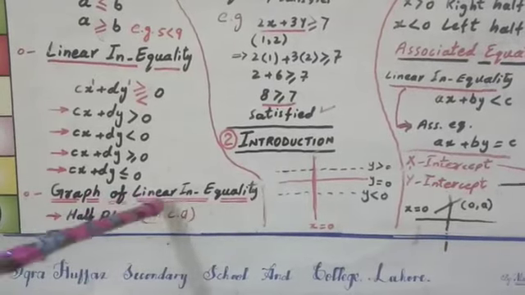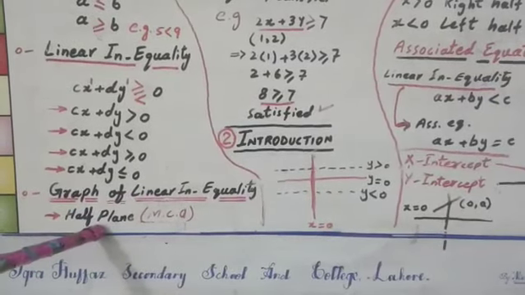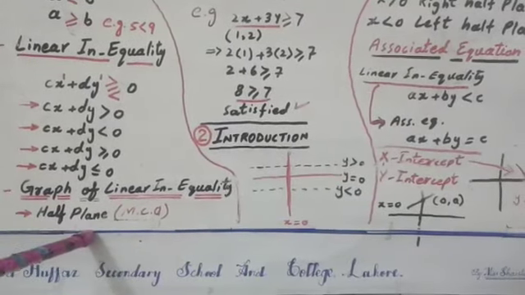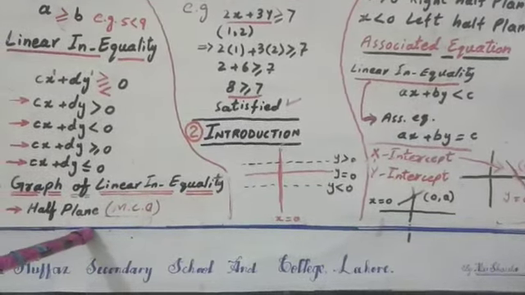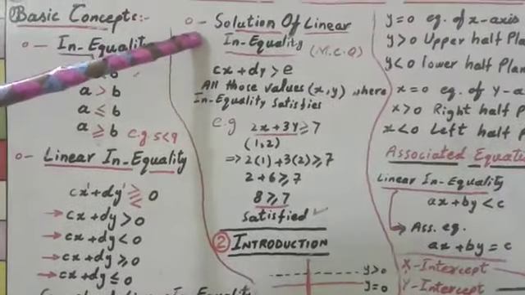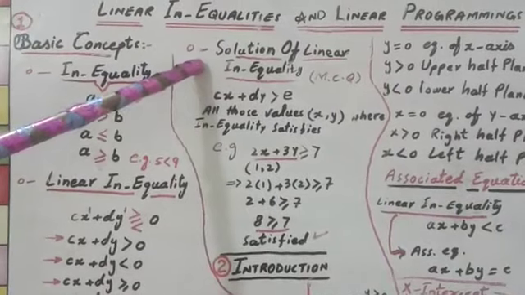Third one is the important MCQ of this chapter: graph of linear inequality. Remember it, graph of linear inequality is always a half plane. We will discuss this half plane in detail in the exercise. Fourth one is solution of inequality. This is also an important MCQ.